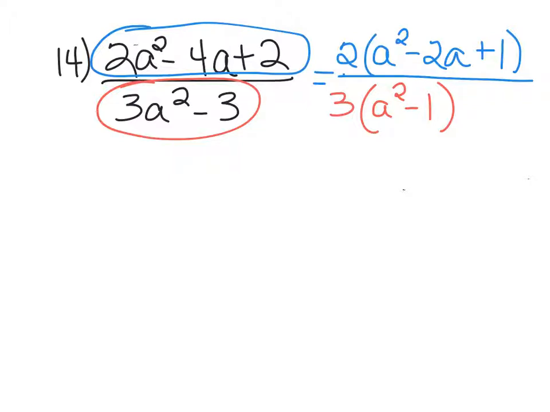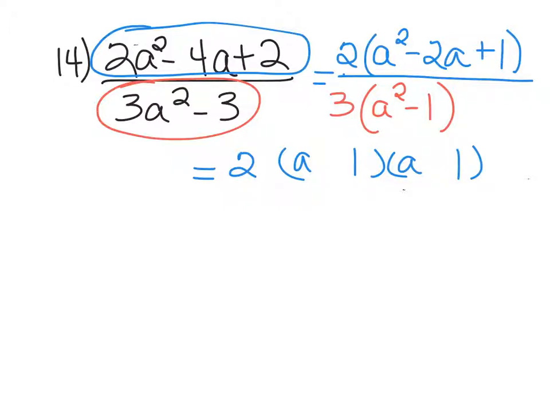Well, I'm going to see what happens if I try to factor that a squared minus 2a plus 1. And the reason I want to factor it, or I think I can factor it, is because I have that a squared. That's a perfect square, so I can do a times a. And 1 is also a perfect square. I can do 1 times 1.